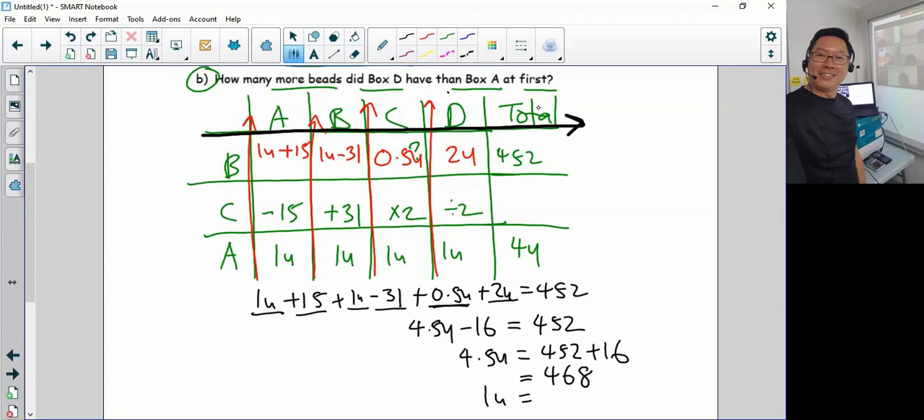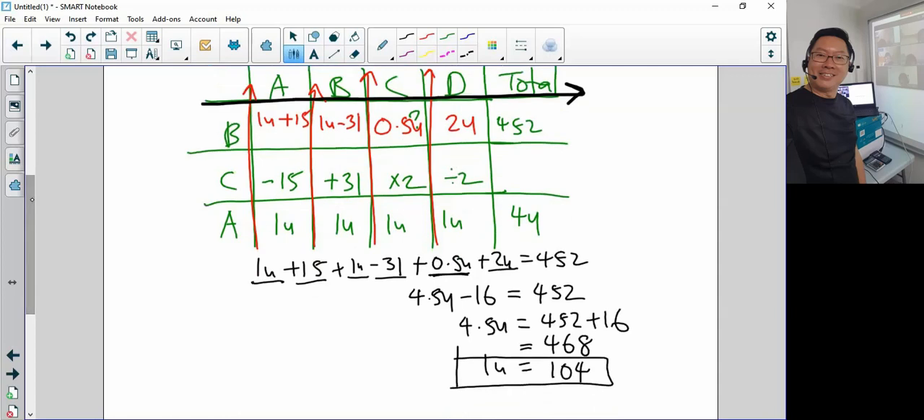So what is 1 unit? You take 468 divided by 4.5 and you get the value of 1 unit. And this is why, again, this is the objective, right? Objective of using the method to get the answer later on. All right, so now can we find part A? So what is part A? So how many bits in box C at first? So box C has half a unit at first. So what is half a unit?